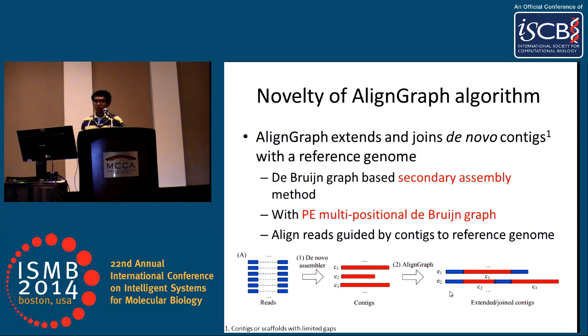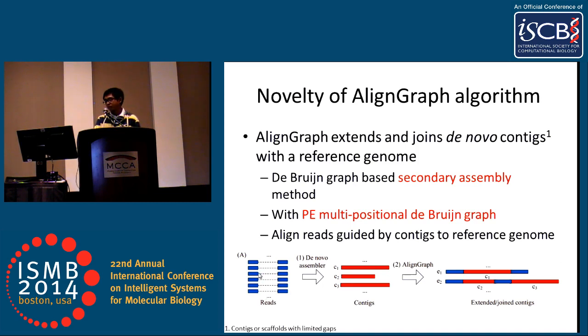And for the algorithm itself, there are 3 innovations. One innovation is it is a secondary assembly method, and another innovation is it is based on paired and multi-positional de Bruijn graph. And the last innovation is it aligns reads to the reference genome with the guidance from pre-assembled contigs, actually also scaffolds with limited gaps.